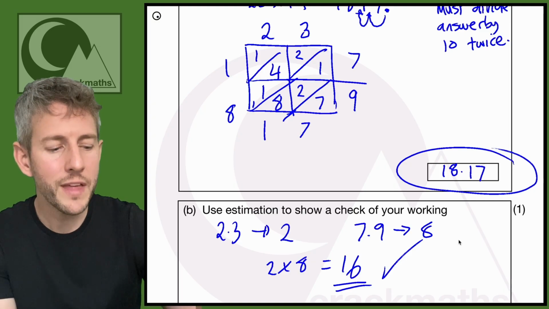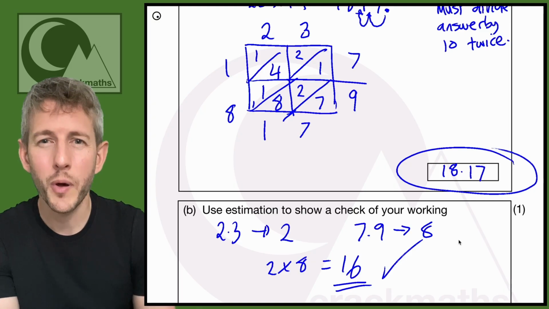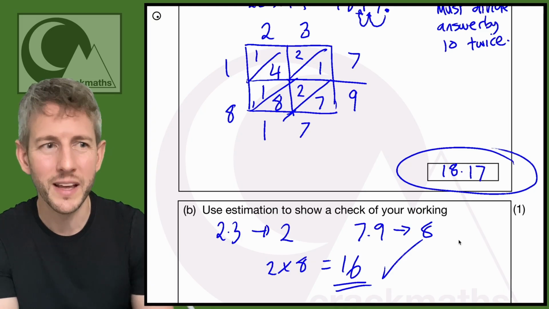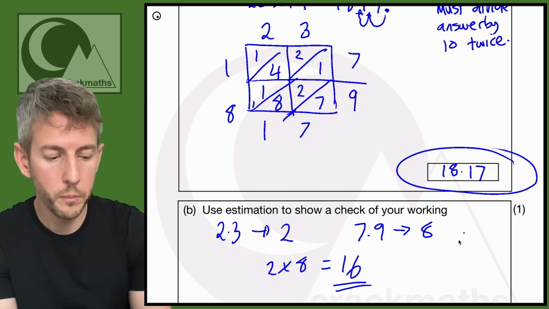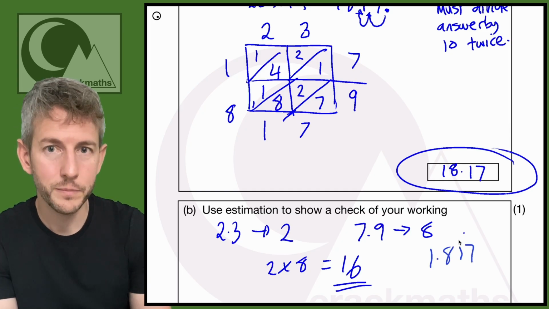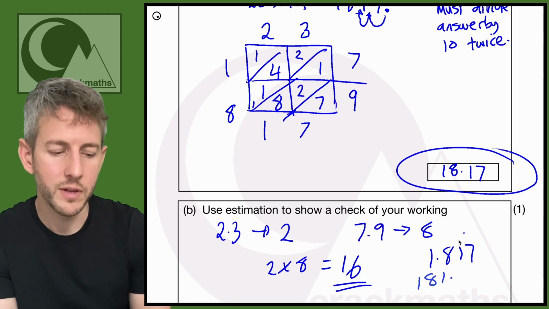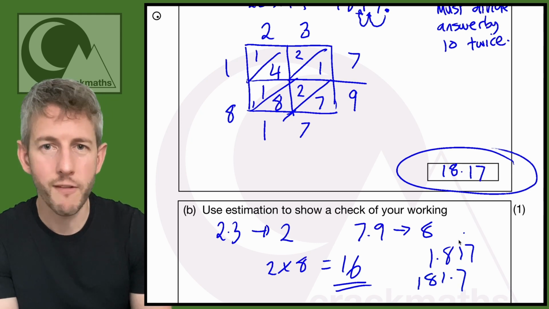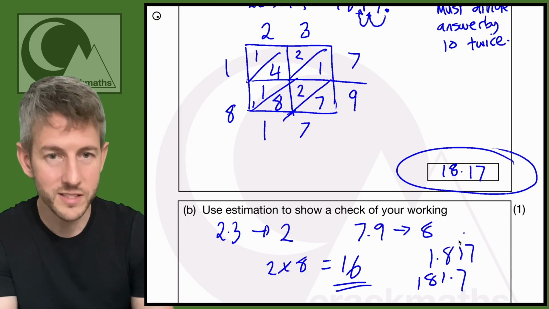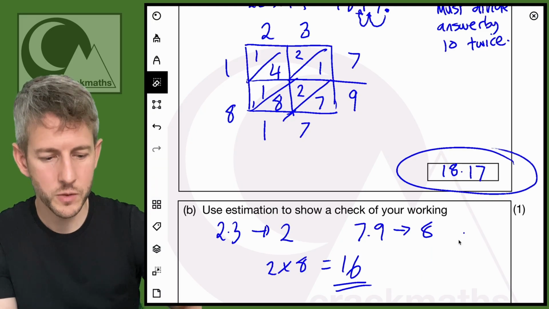Now, the thing that they're really testing with this was that we put our decimal places back in the right place. Because if we hadn't put them in the right place, our options were 1.817 or 181.7. And we can see that neither of these are very close to 16. Now let's have a go at the next question.